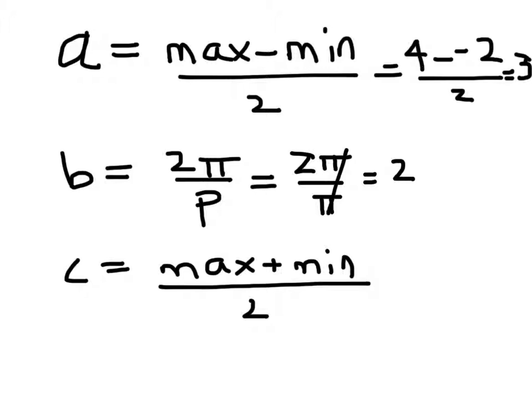C is the max plus the min divided by 2, so 4 plus negative 2 divided by 2 would be 2 divided by 2, which is 1.